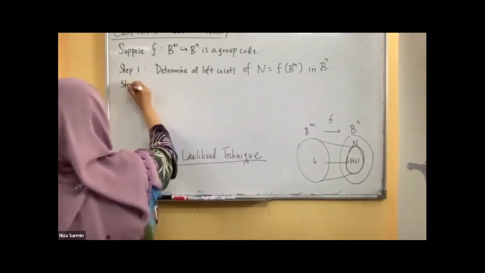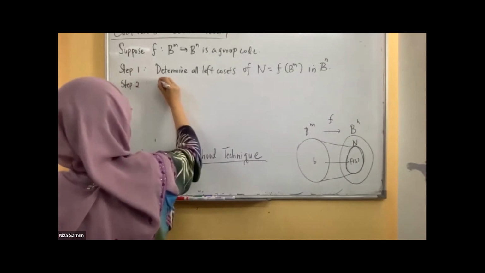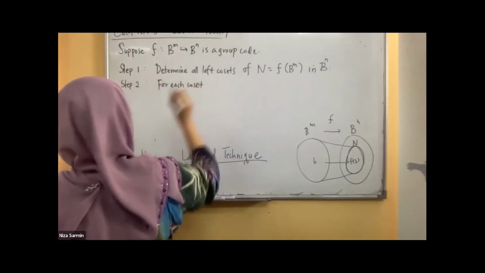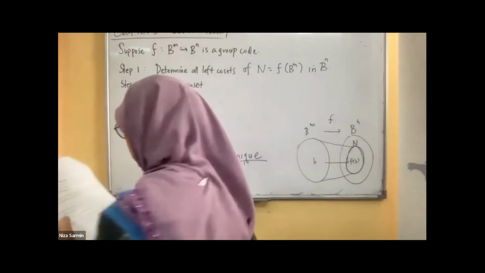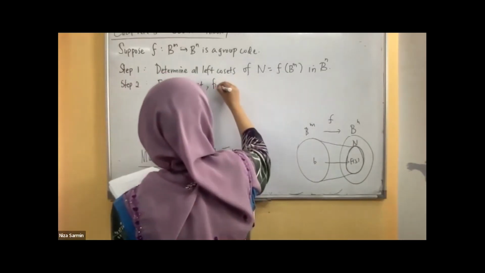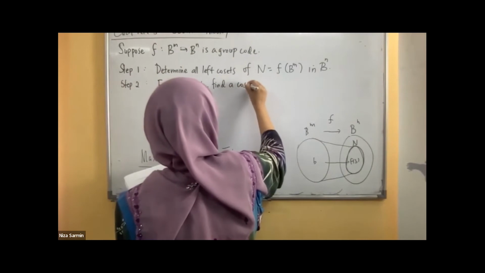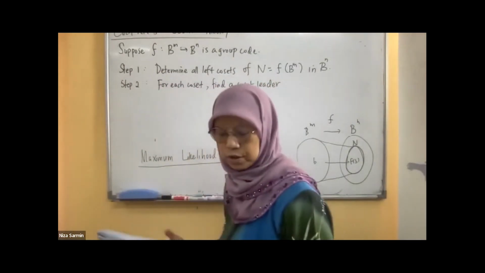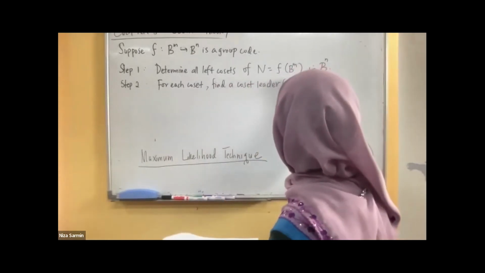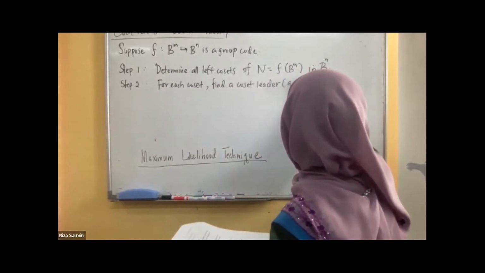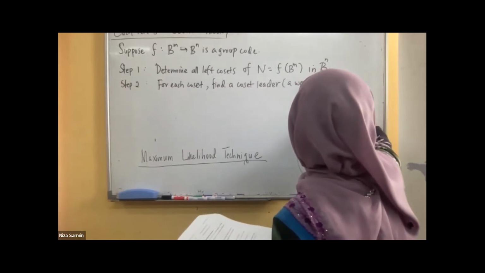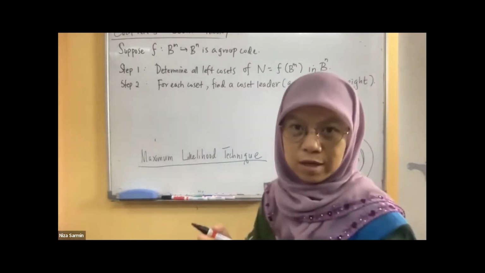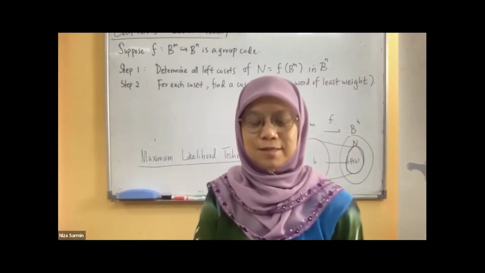Step 2, for each coset, find a coset leader or representative of the coset. So this is a word of least weight. You remember the weight is the number of ones, right?